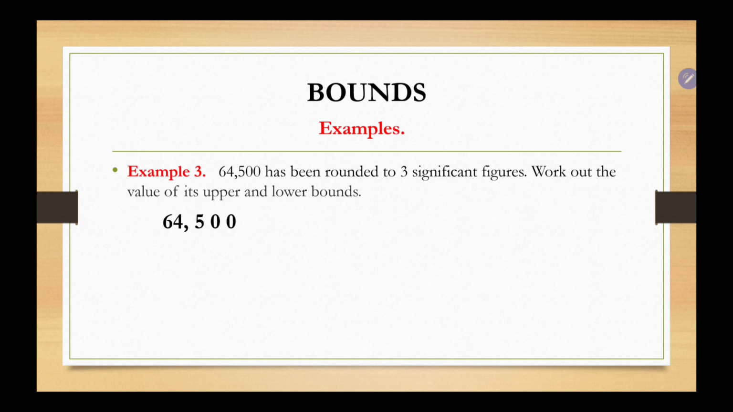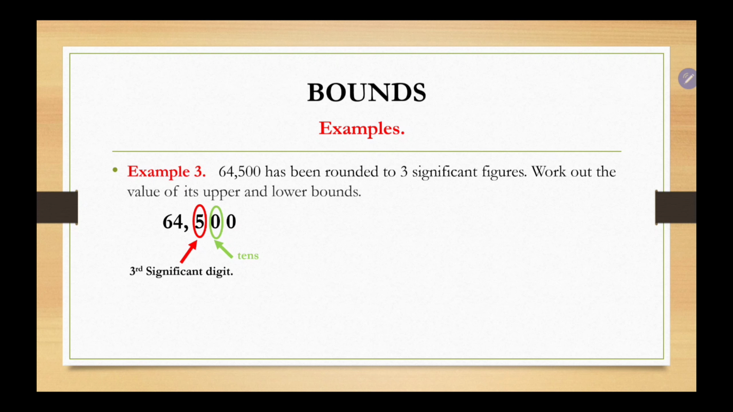64,500 has 5 as its third significant digit. The number which comes after that is in the tens column. So it means that the 5 is in the hundreds column. When we're talking about three significant figures, we're talking about the hundreds column, and that means the degree of accuracy is 100.